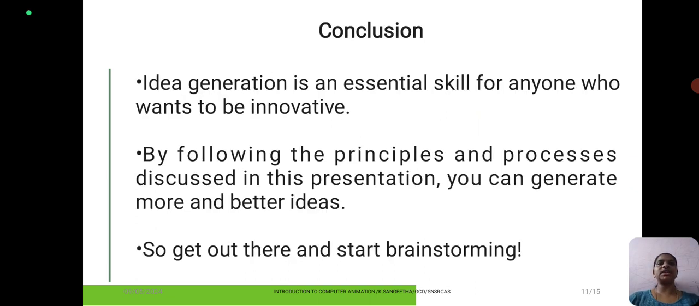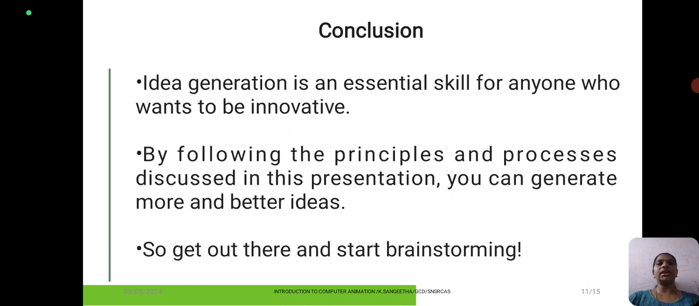So in this presentation, we have discussed the principles and processes of idea generation. We have talked about the importance of idea generation, the principles of idea generation, and the process of idea generation. We have also discussed how to create an environment that is conducive to creativity. By following the steps in this presentation, you can generate more and better ideas. So you can get out there and start brainstorming.